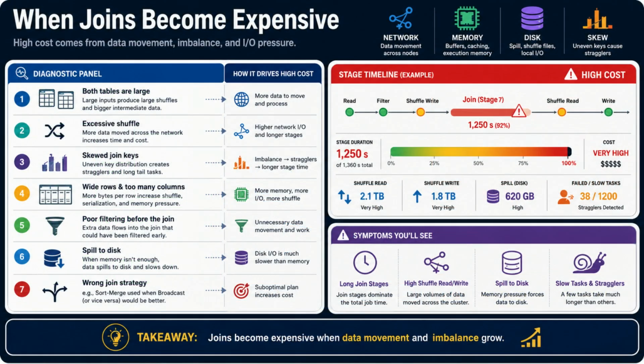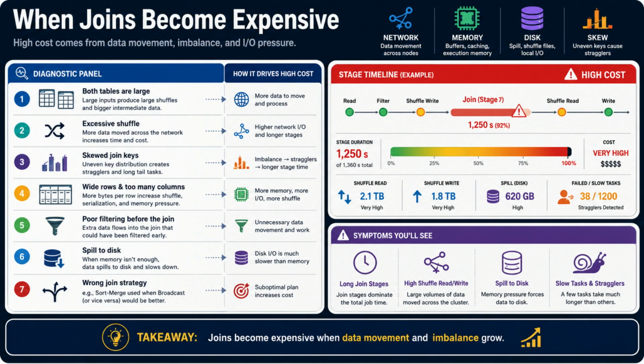Joins become expensive when data movement, imbalance, and input and output pressure grow. If both tables are large, Spark may need to move a lot of data across the cluster. If the join triggers excessive shuffle, network traffic increases and stages become longer. If join keys are skewed, a few tasks become much slower than the rest. If rows are wide or too many columns are selected, Spark moves more bytes than necessary. If filters are applied too late, unnecessary data enters the join.